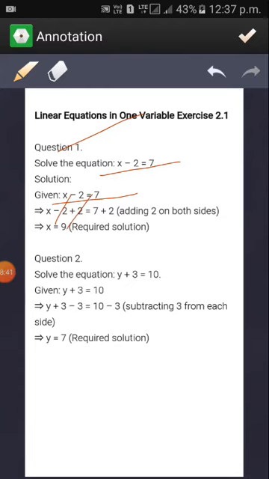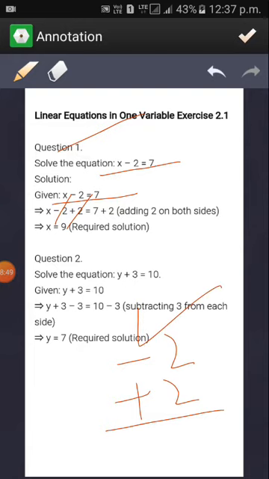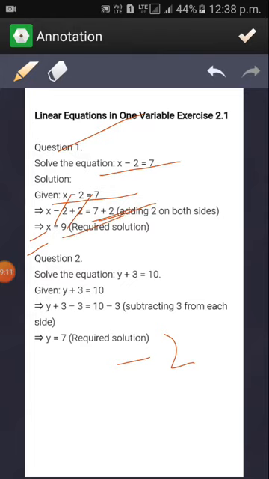So I will cancel them, minus 2 plus 2, because when one value is negative and the other is positive, we subtract them. They get subtracted. 2 minus 2 is equal to 0. So I cancelled minus 2 and plus 2. So it became x equal to 7 plus 2, which is 9.